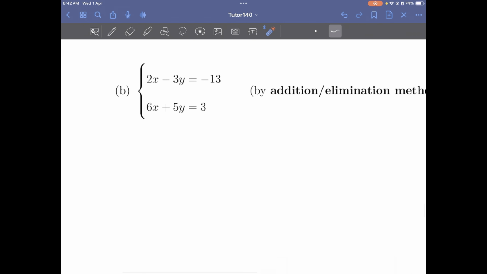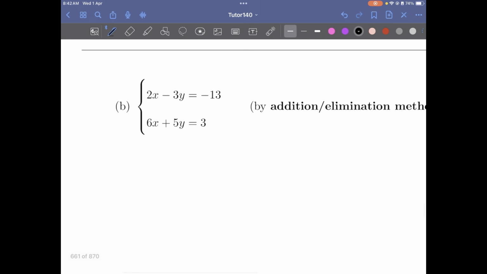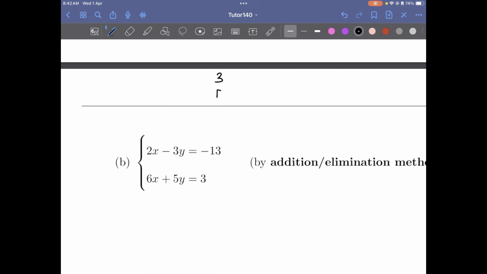By addition, so when we want to deal with addition, we want two of the terms to be opposites, so that when we add them, they cancel, right? So to do that, I'm going to think of their lowest common multiple. The lowest common multiple of 3 and 5 is 15. We have 3, 6, 9, 12, 15. 5 is 5, 10, 15. That's the lowest common multiple, right?